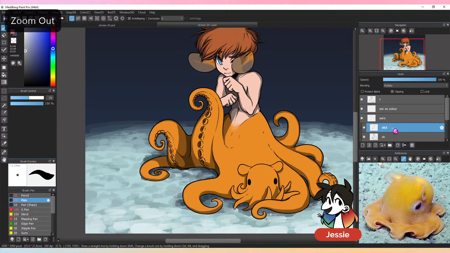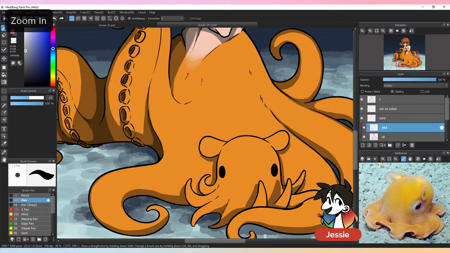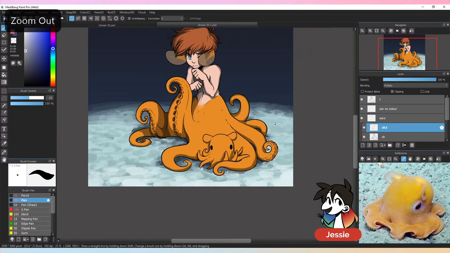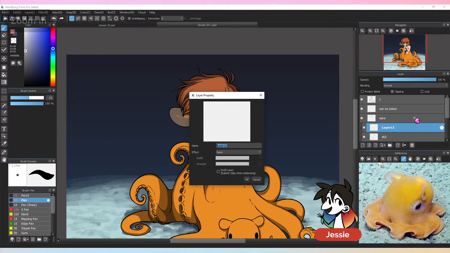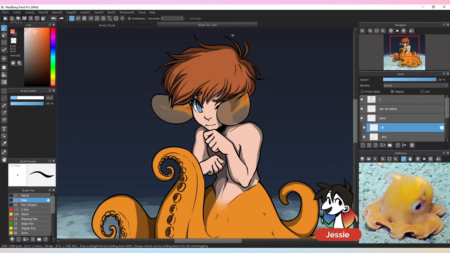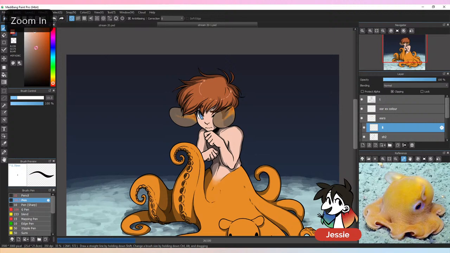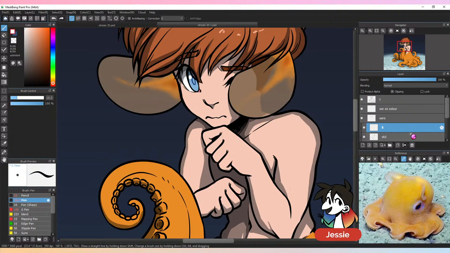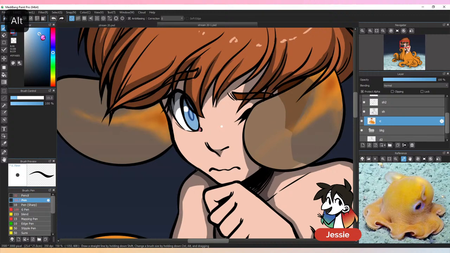Okay. We're almost done. We got a little bit left. Just bumping up these shadows a little bit, making them just a little bit more dynamic. I'm going to need a layer for the light as well, so I want a little bit of highlights. I'm also going to fix up the way these eyes look because I want to make them a little bit cuter.